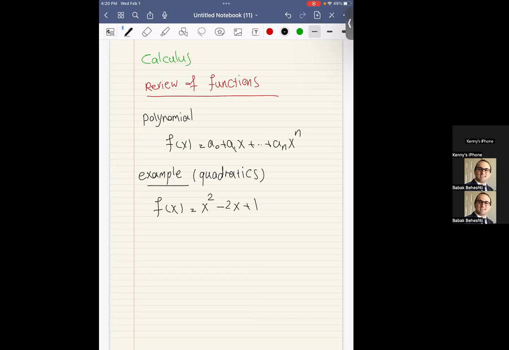And one important property of polynomials is that the domain of any polynomial is the set of all real numbers. Sorry, the domain, not the range. The domain of any polynomial is the set of all real numbers.